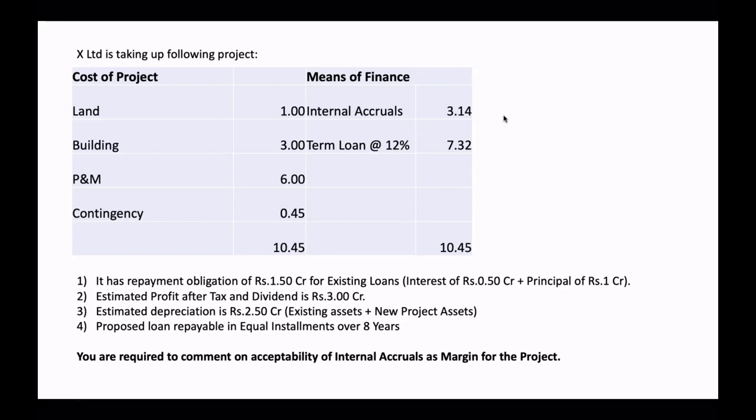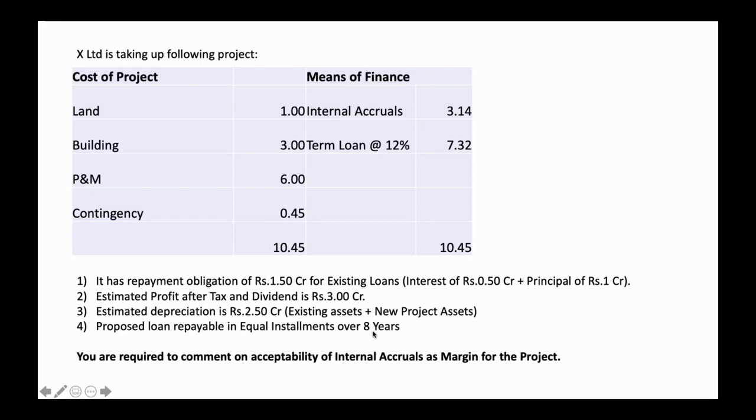First of all, find out what is their total internal accruals. How do you find out the total internal accrual? Take what is their profit after tax and dividend. With that, add back depreciation being a non-cash item. Add back interest also. That will give you what is their gross internal accruals. From that, if you deduct this 3.14 crore, which is going to be used as a margin, you will get your net internal accrual, and it is that net internal accrual available for servicing the existing loan of 1.5 crore as well as the proposed loan. Proposed loan plus interest.